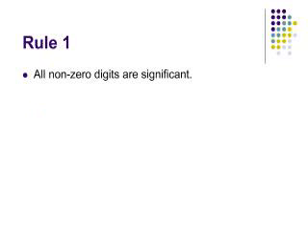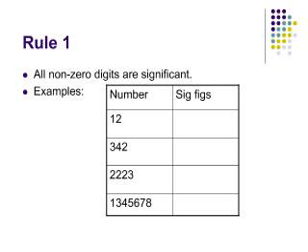There are a number of rules we'll be going through. The first rule is the foundation for all of them, and rule number 1 says all non-zero digits are significant. Some simple examples. If we go to the number 12, it has two significant figures. The number 342 has three significant figures. The number 2,223 has four significant figures, non-zero digits, unambiguous. The final example here has 1, 2, 3, 4, 5, 6, 7 significant figures.